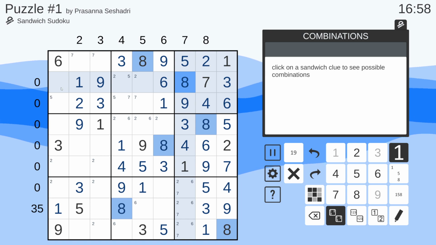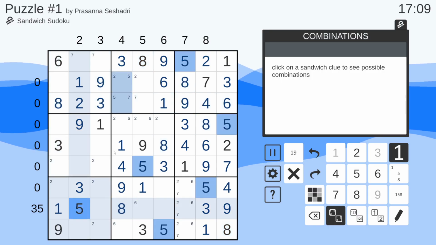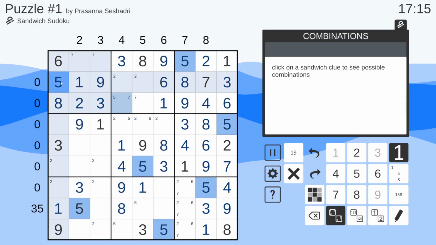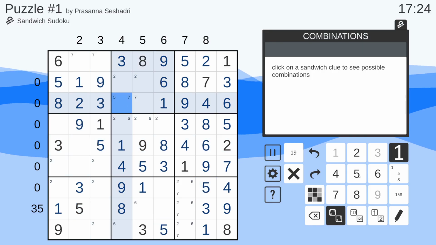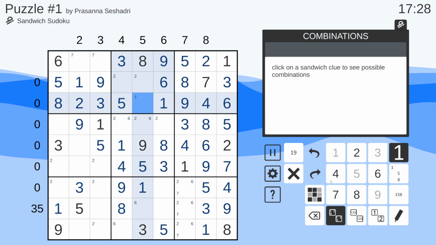5, did I delete a 5 here? I think 8 has to go here. Let me just put that in and see where now I can put 5. Oh, 5 has to go here. I somehow lost 5 from right there. 5 has to go here. 5 has to go here. And we have all of our 5s. This now has to be 7.